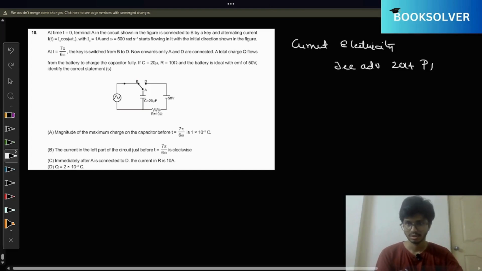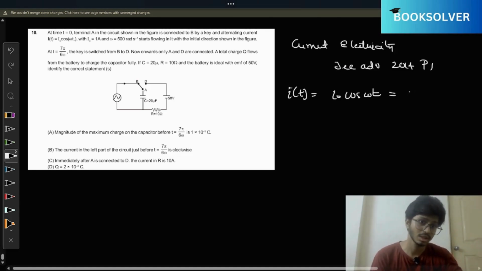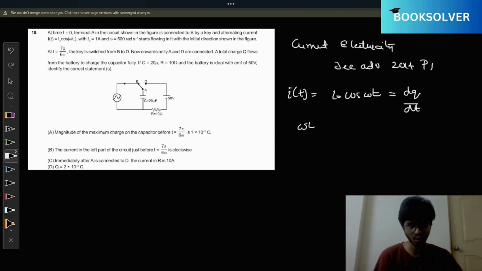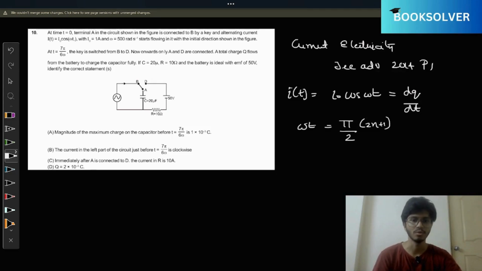Now, we have been provided with I(t), which is equal to I naught cos omega t, which is equal to dq by dt, and this will be 0 when the charge is maximum, right? So we can say that when this is equal to 0, the charge will be maximum, and that happens when omega t is equal to (2n plus 1) pi by 2. Okay, so t is (2n plus 1) pi upon 2 omega, which is not 7 pi by 6 omega. So option A is wrong.